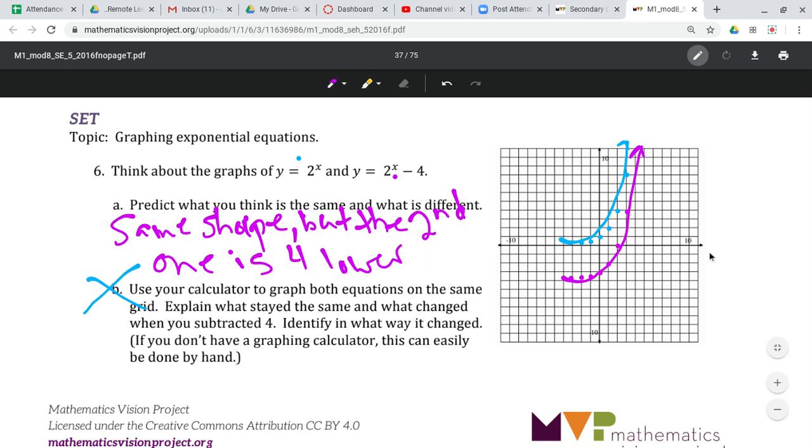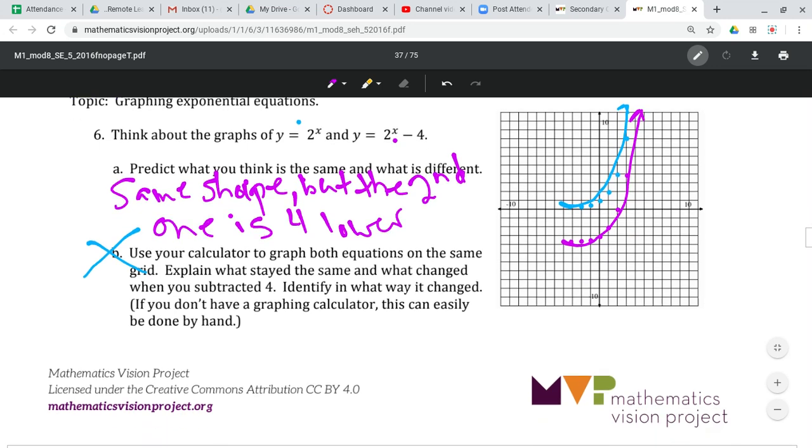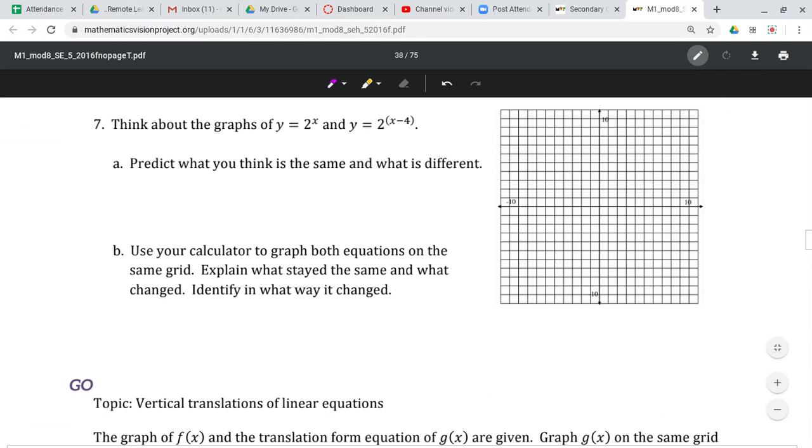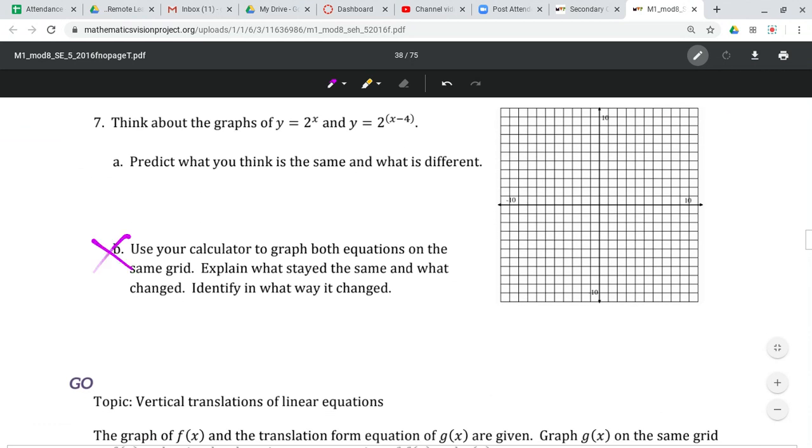Okay, so that's what you're doing on 6 and 7. So same thing with 7, you do not have to do part B. You don't have a graphing calculator. If you do, by all means, you could take a look at what these equations look like, but you are not required to, so you don't have to worry about part B.